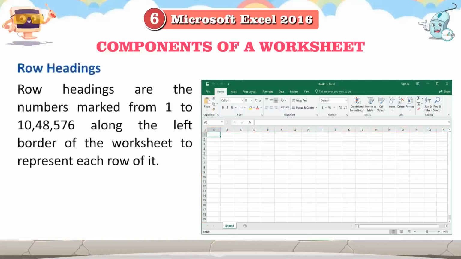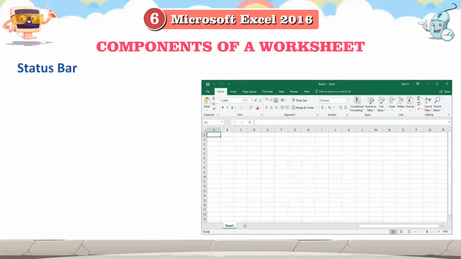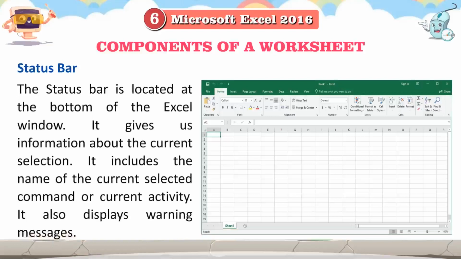Row headings. Row headings are the numbers marked from 1 to 10,48,576 along the left border of the worksheet to represent each row of it. Status bar. The status bar is located at the bottom of the Excel window. It gives us information about the current selection. It includes the name of the currently selected command or current activity. It also displays warning messages.